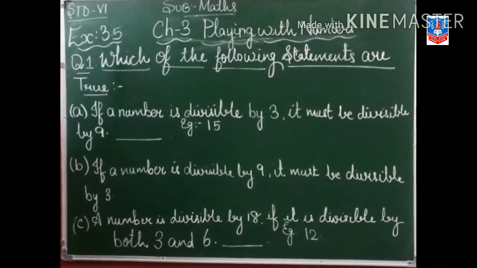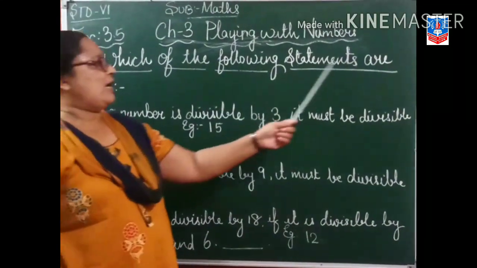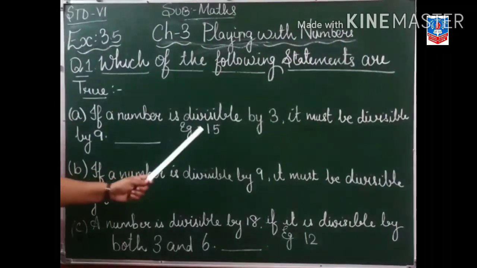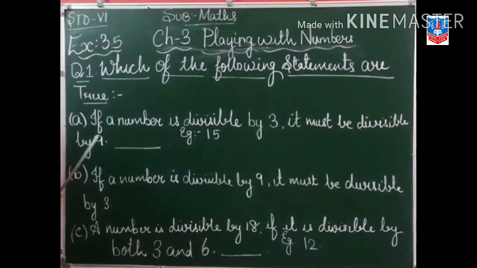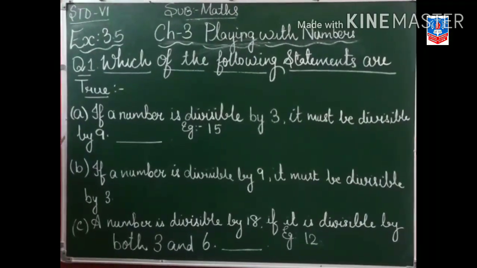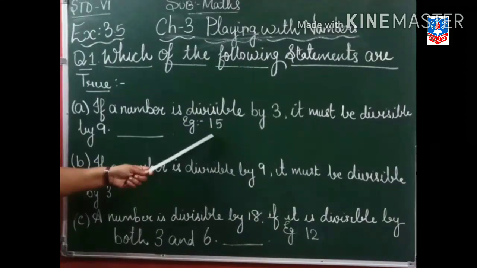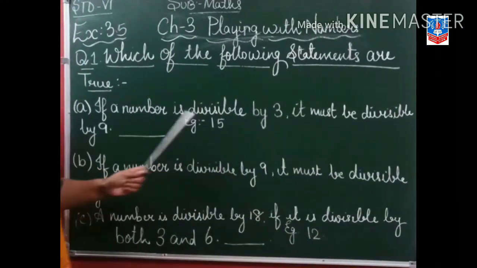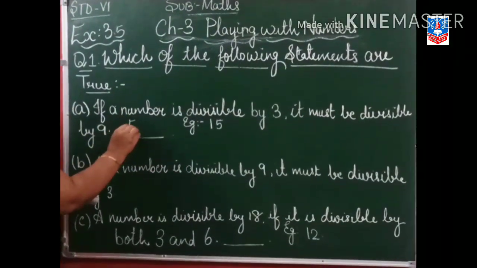Exercise 3.5, question number 1. Which of the following statements are true? If a number is divisible by 3, it must be divisible by 9. Now let us do this with the help of an example. See, 15 is a number. 15 is divisible by 3, but it is not divisible by 9. So this statement is false.